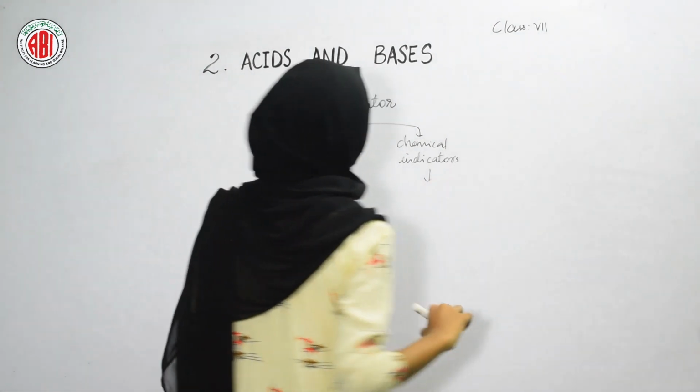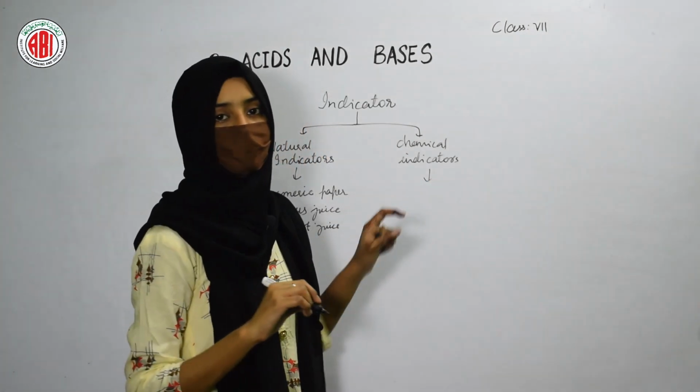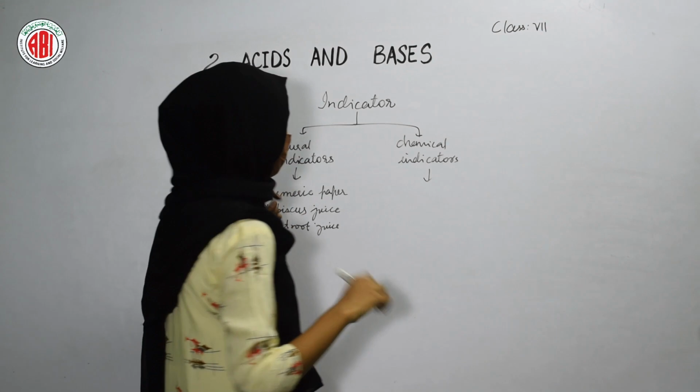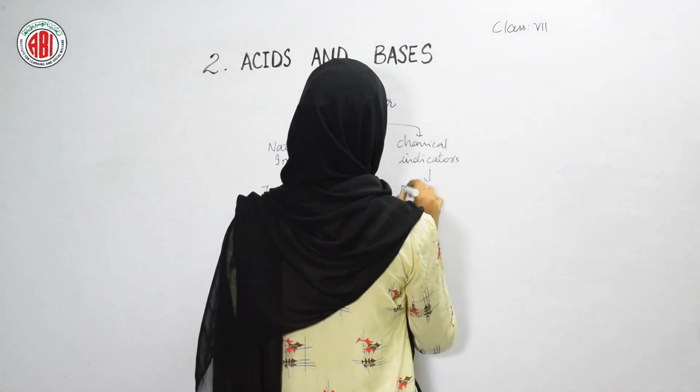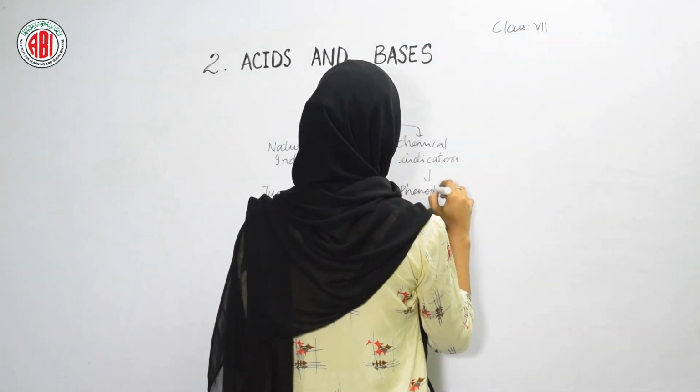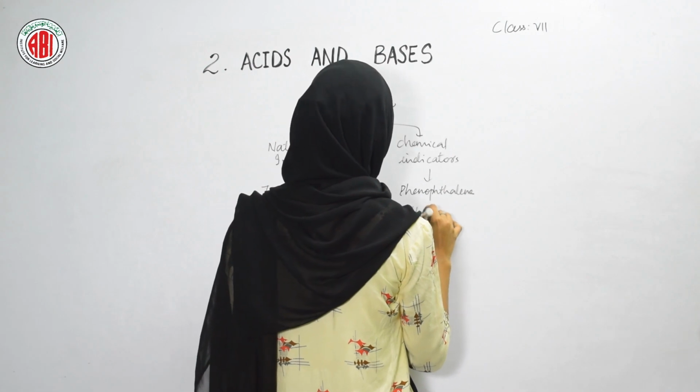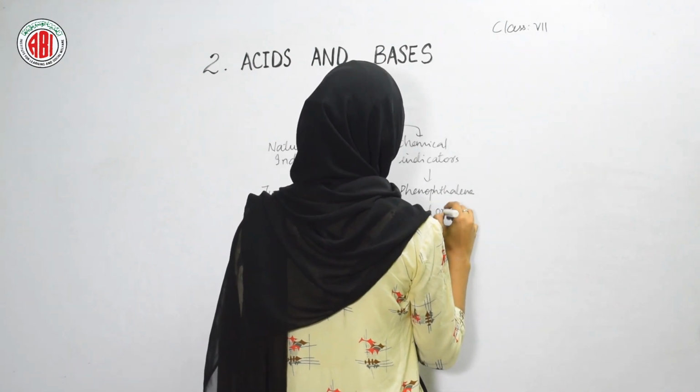And chemical indicators are the substances or the indicators that are prepared in laboratories. And here we can take an example of phenolphthalein and methyl orange. These are the chemical indicators.